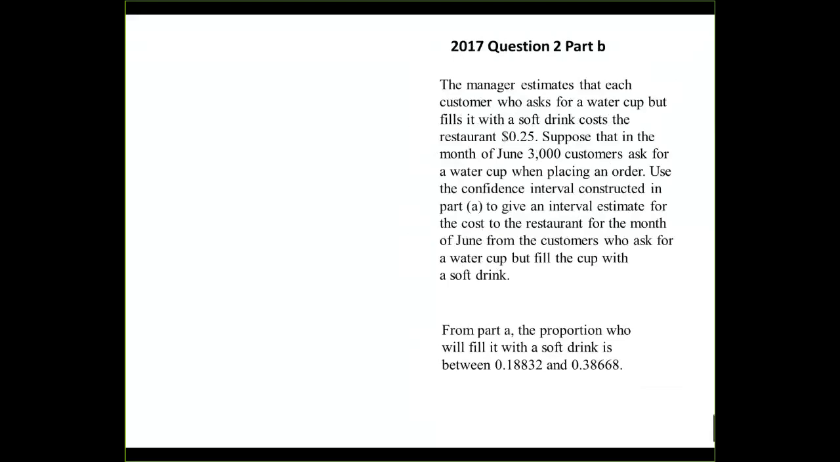So then we come to the next part of the question. Supposing that in the month of June, 3,000 people asked for a water cup, and a soft drink costs the restaurant 25 cents. So they want you to use the confidence interval that you just had on the last part of the question to give an interval estimate for the cost of the restaurant for the month of June from customers who ask for a water cup, but fill it with a soft drink.